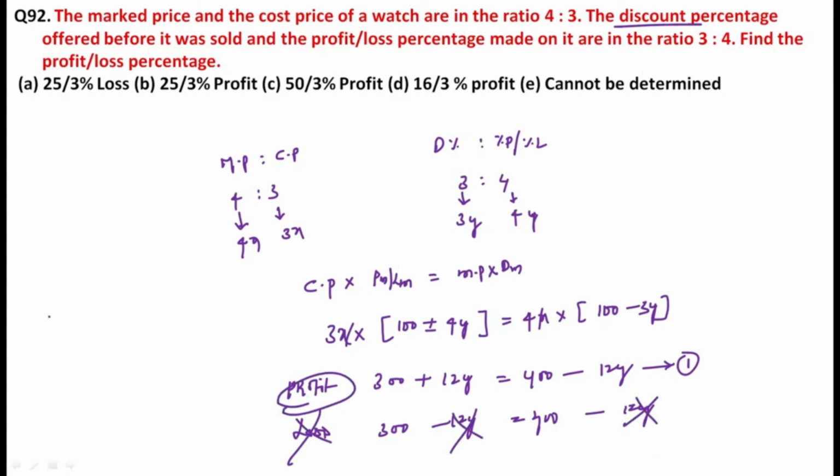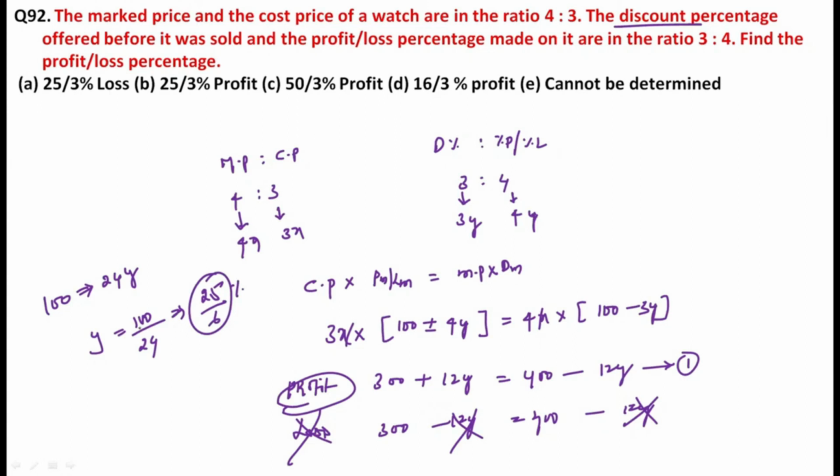What is the profit here? So 300 and 400, it's a difference of 100. 12y plus 12y is equal to 24y. Now the y value becomes 100 by 24. Now 25 by 6 is the percentage of profit.